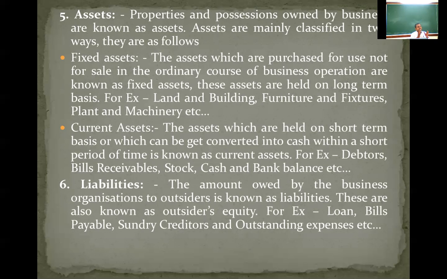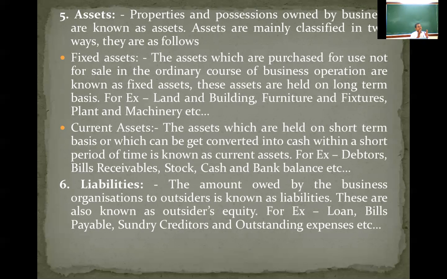Here, assets are classified into two categories. One is fixed assets and another is current assets. What is a fixed asset? The name itself indicates it: fixed means it will remain with the business for a long period of time. That kind of asset is called a fixed asset.